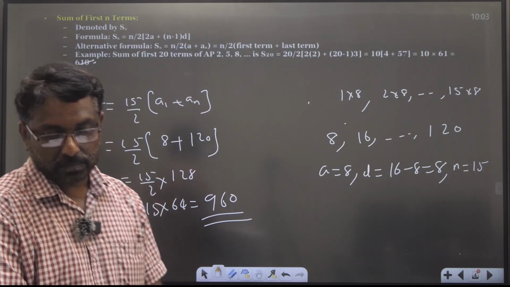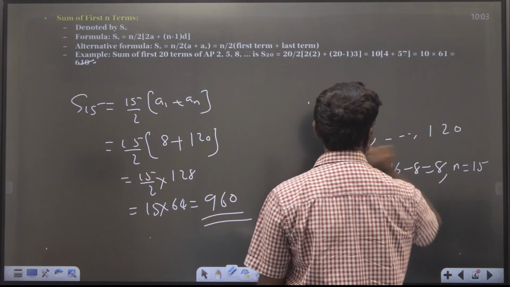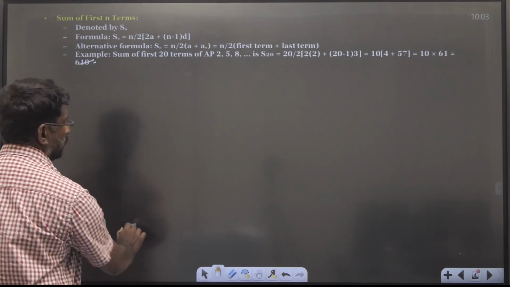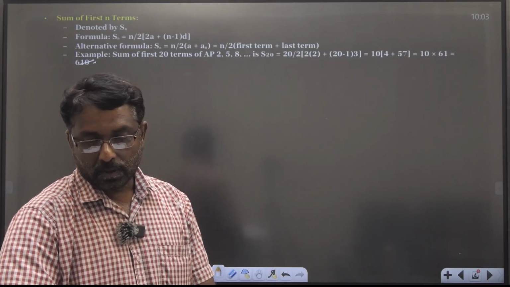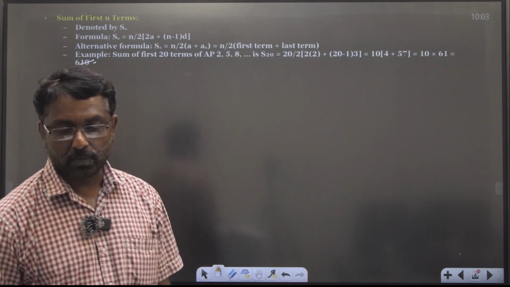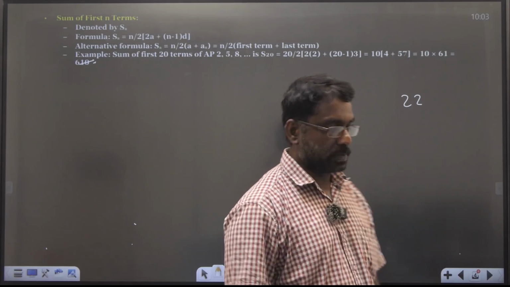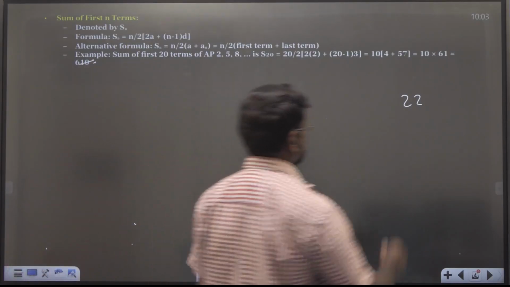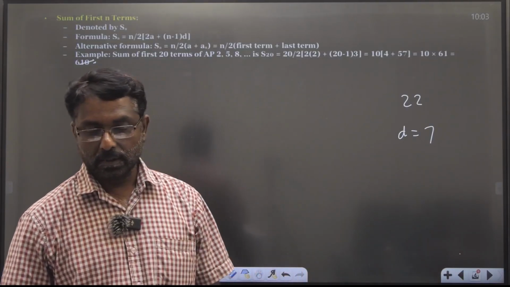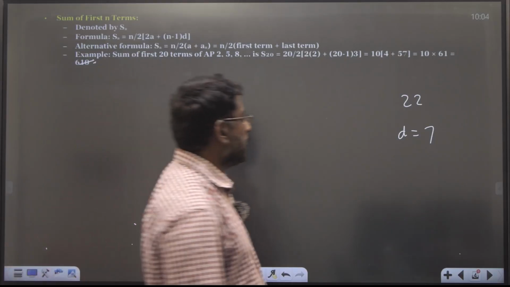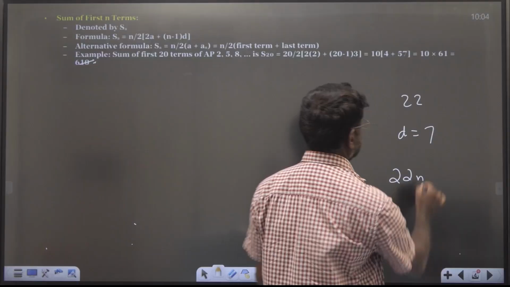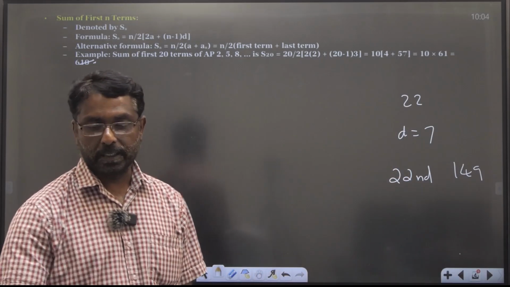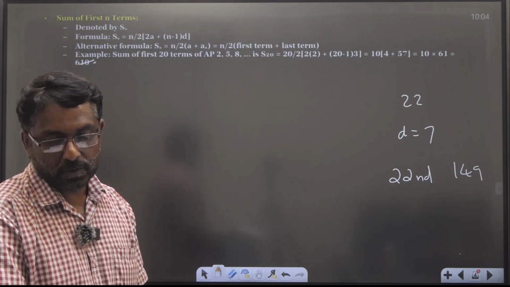Another question. Find the sum of the first 22 terms of an AP in which d is equal to 7, and the 22nd term is 149. d equal to 7. Find the sum of 22 terms of an AP.